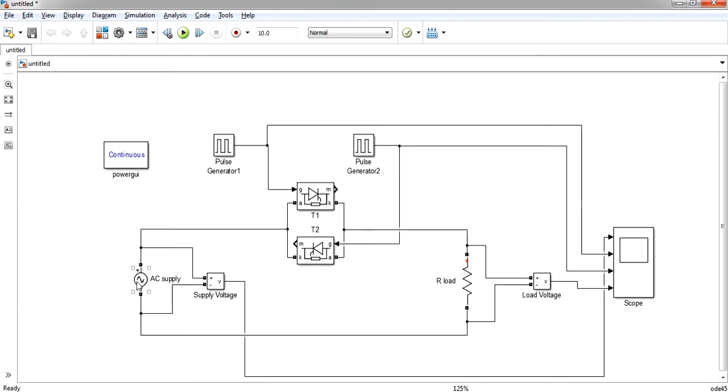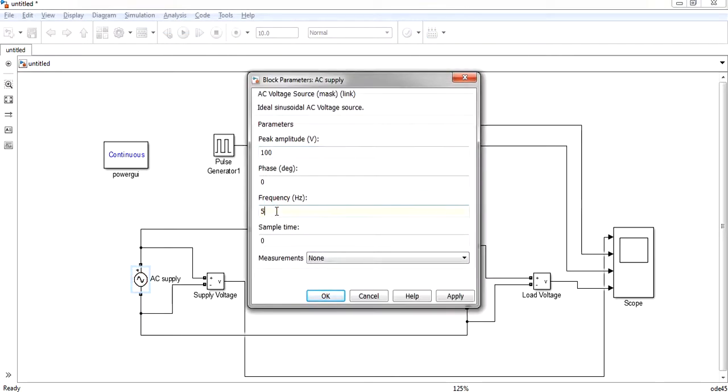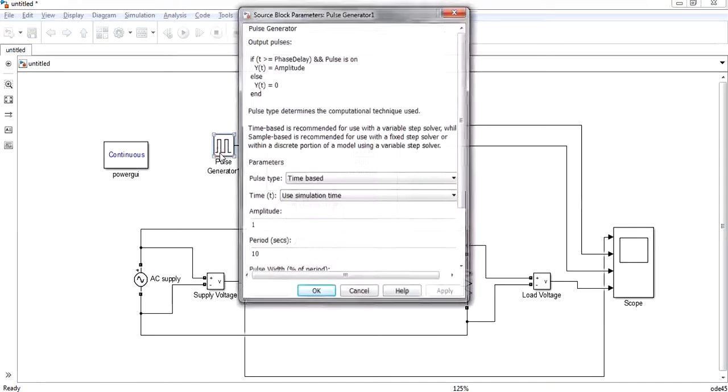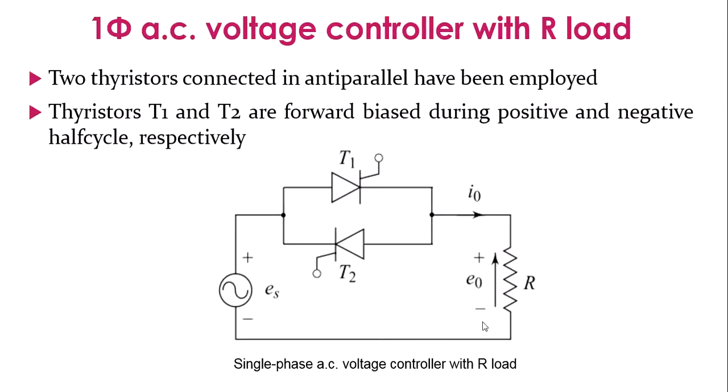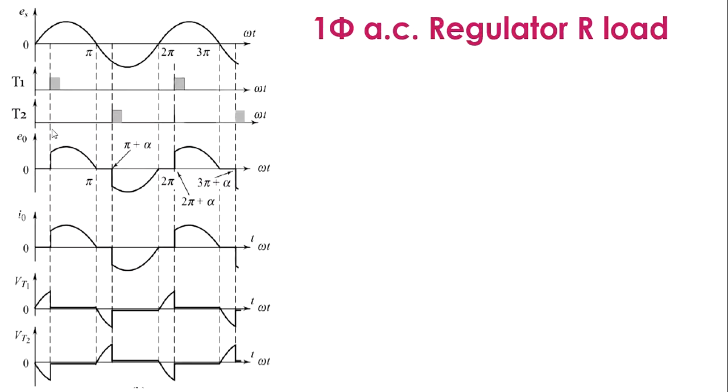Now let us double click on AC supply and change the frequency. In India it is 50 Hz. Click on apply. Similarly, we have to trigger these thyristors with a certain firing angle. So let us recall the theory part. If you have observed these waveforms, the first thyristor is triggered at an angle alpha, and the next is triggered at an angle pi plus alpha. So whatever alpha you take, for the second thyristor you have to add pi, that is 180 degrees, right? And you will observe the waveforms like this.